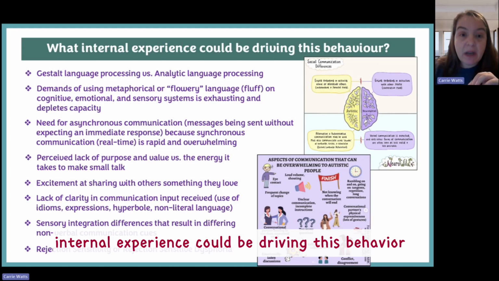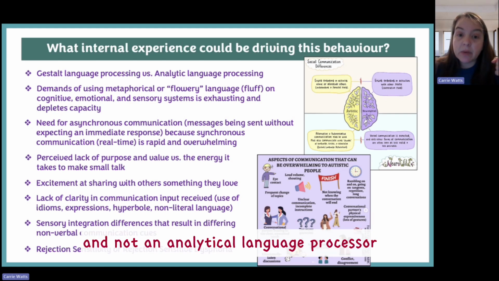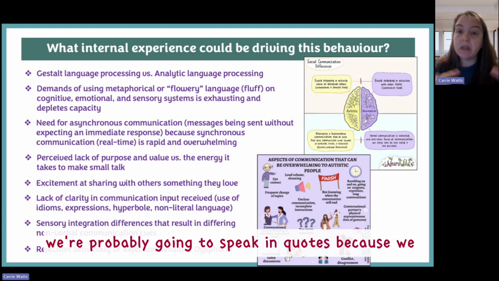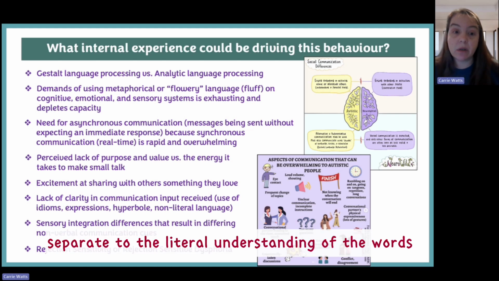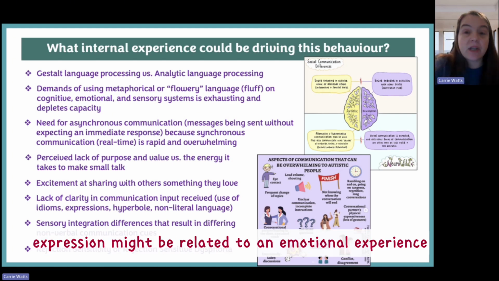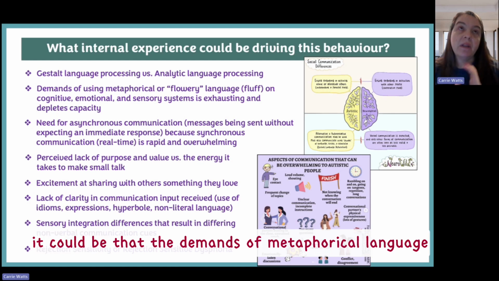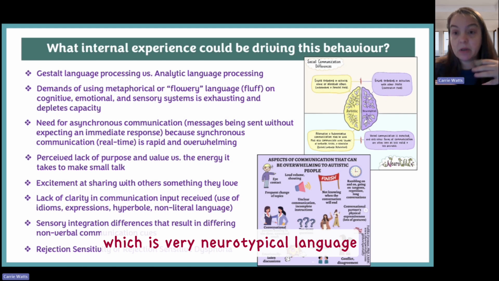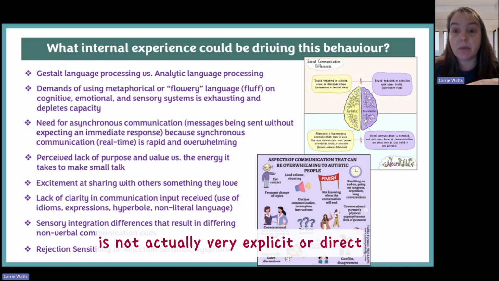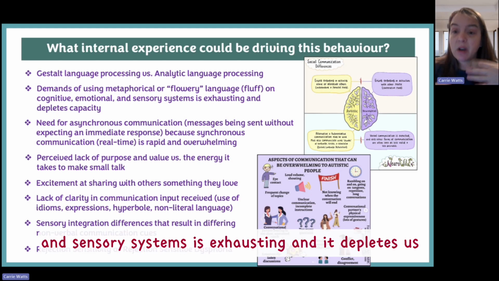So what internal experience could be driving this behavior? Well, if we're a Gestalt language processor and not an analytical language processor, we're probably going to speak in quotes because the phrase means something entirely separate to the literal understanding of the words. And so that expression might be related to an emotional experience, and so you say that when you feel a certain way. There could be the demands of metaphorical language, which is very neurotypical language. Neurotypical language is not actually very explicit or direct, and the demand of that on our cognitive, emotional, and sensory systems is exhausting and it depletes us.